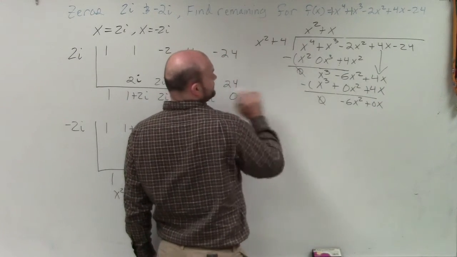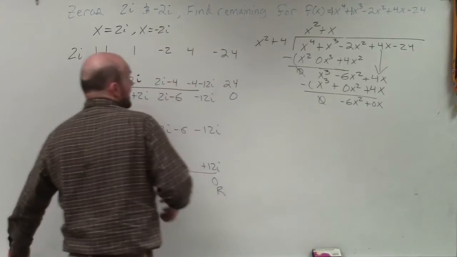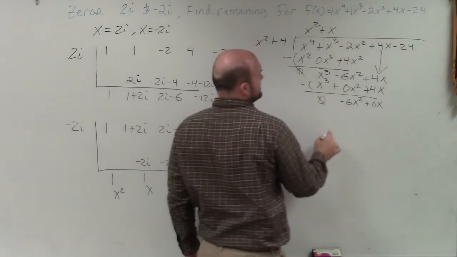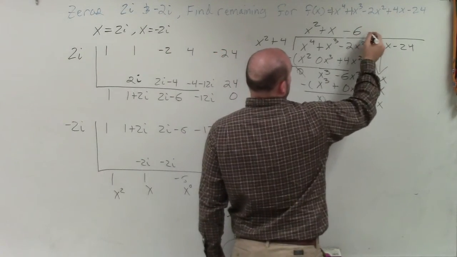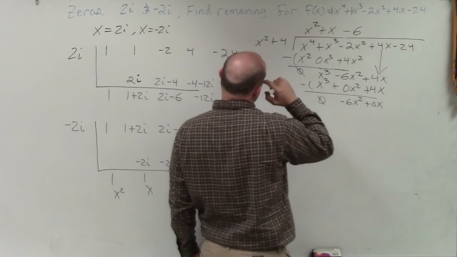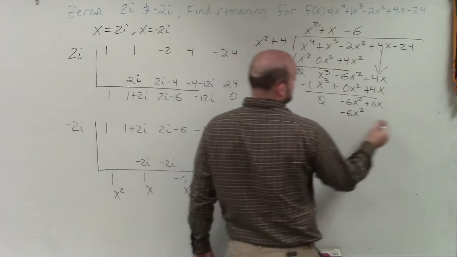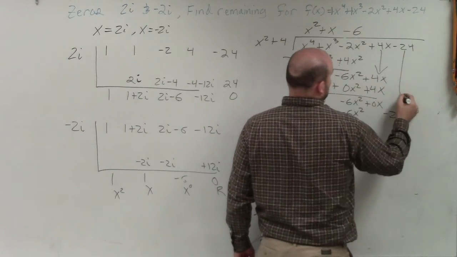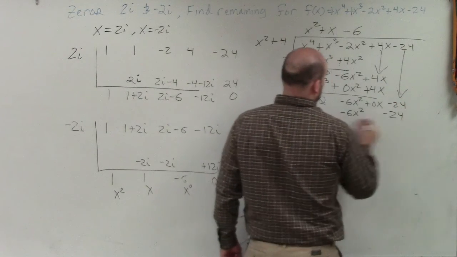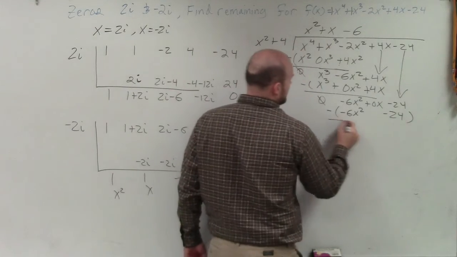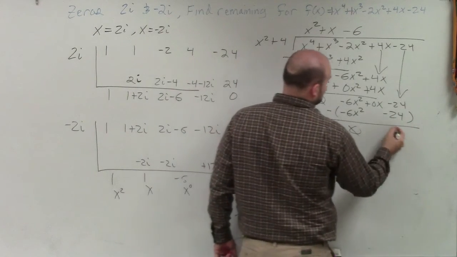So now x squared goes into negative 6x squared negative 6 times. Negative 6 times x squared is negative 6x squared, and negative 6 times 4 is negative 24. Bring down the 24, and then again I subtract my rows. This gives you 0, and that gives you 0.